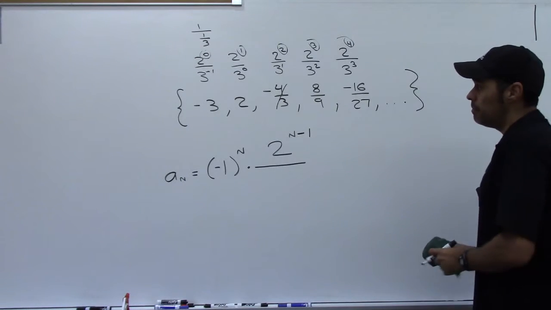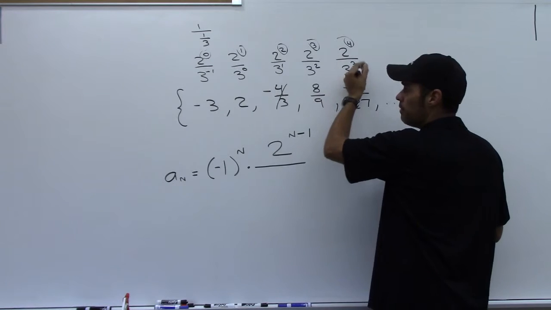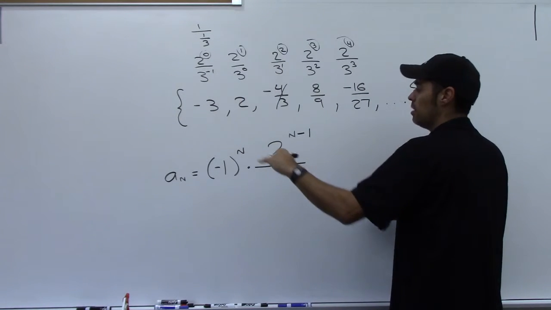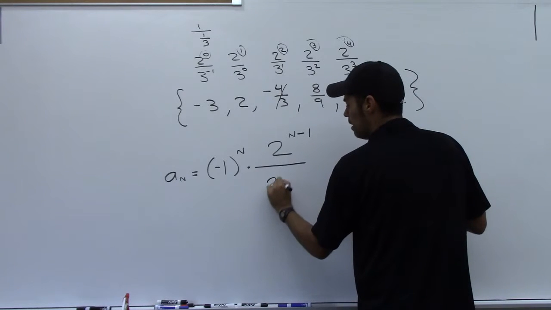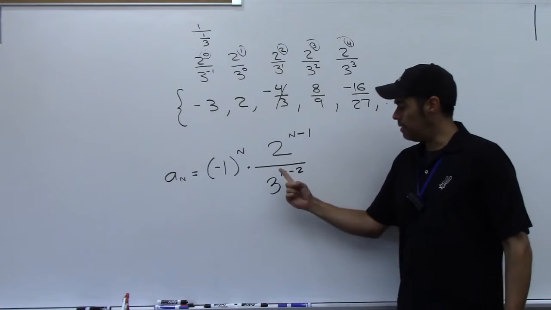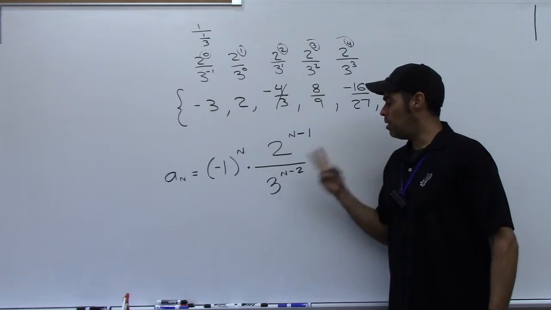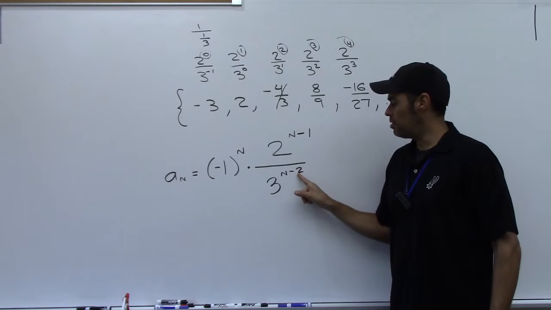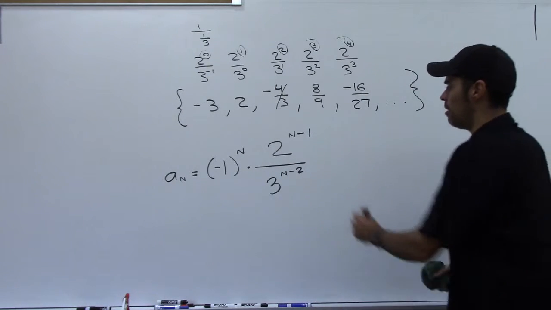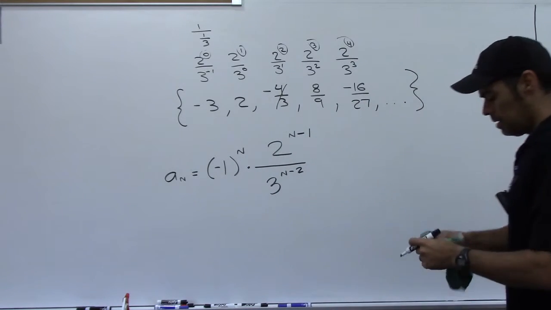Now on the bottom, it's even worse. These are the counting numbers, right? 1, 2, 3, 4, 5. But I need to start at negative 1, so I need to shift it over by 2 to the left. So it'll be 3 to the n minus 2. If I plug in 1, I get 1 minus 2 is negative 1. That'll give me this one. When I plug in 2, I'm going to get 2 minus 2 is 0, and that gives me this one. And then it will continue. So this right here appears to be the formula, and we can just box that up and be done.